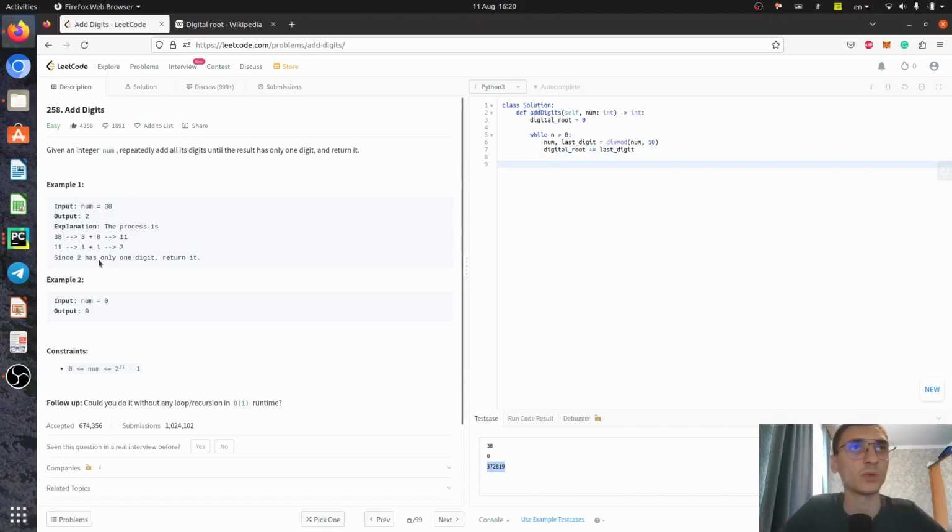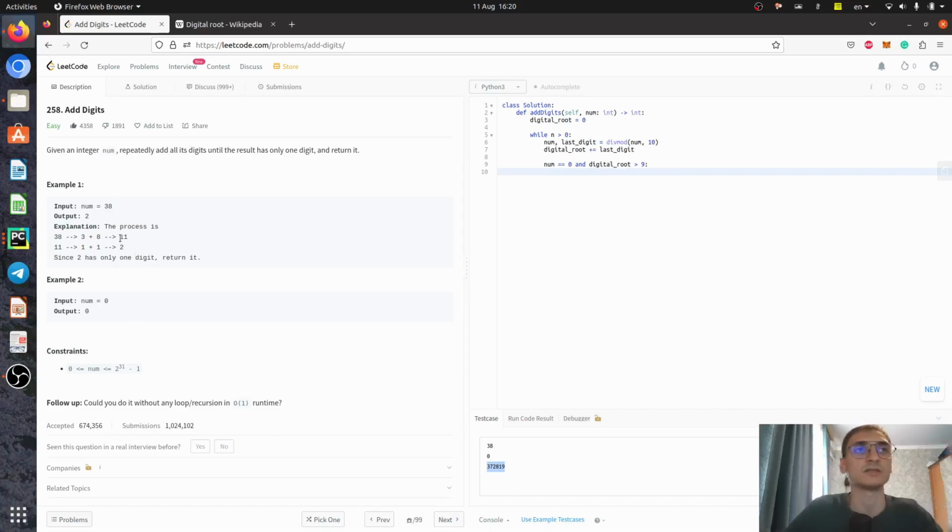And right now we are sitting here, and we need to check whether this is a final single digit or not. How to do it? Firstly, we have to understand that our number has to be 0. We have to come till the end. So at the end, our number is going to be 0. And if our digital root by itself is higher than 9, then it's not considered a digit, it's considered a number, and we have to decompose it further to calculate our sums.